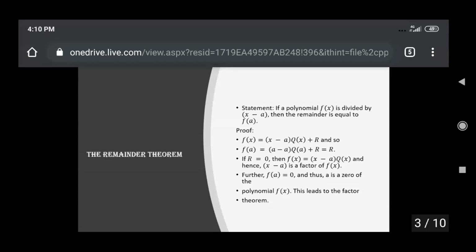So further, f of a is equal to 0, and a is the zero of the polynomial f of x. This leads to the factor theorem. Now we will go on to the factor theorem. The proof of the factor theorem is similar to the proof of the remainder theorem, so I have not written it in the PPT now. So I will move on to the next slide.